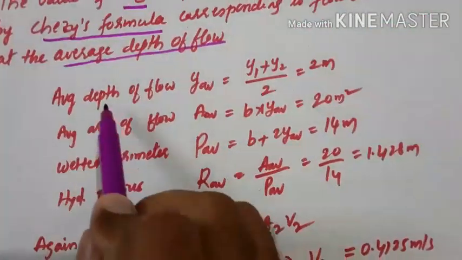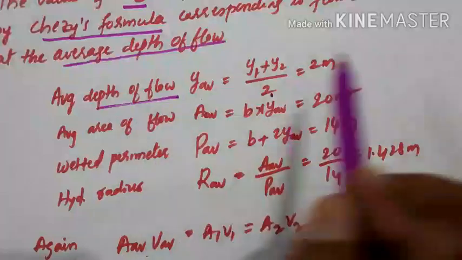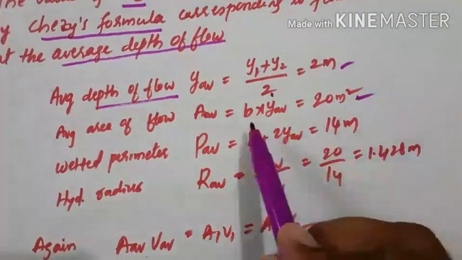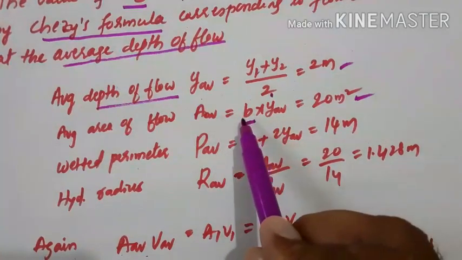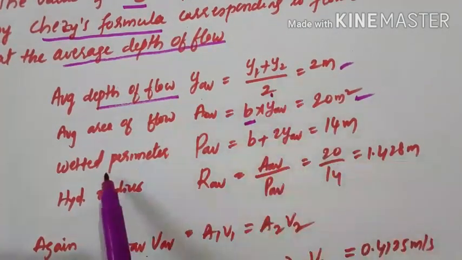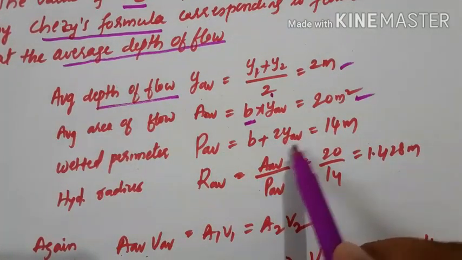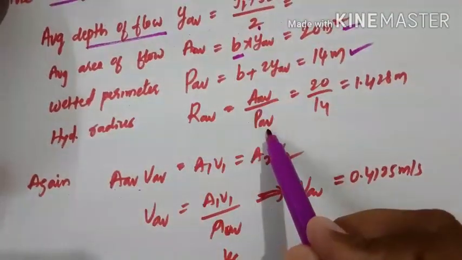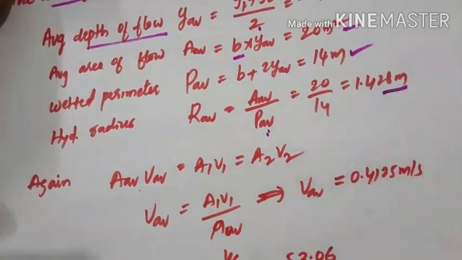So the average value of depth of flow, y average, will be y1 plus y2 by 2. You have to take the average, that is 2 meter. Then the average area of flow, b into y average, b will remain the same. We have to take the y average because we have two depths y1 and y2. Then wetted perimeter b plus 2 y average. Then hydraulic radius r will be the average value, a by p. You have to take the average values. Then this you get.